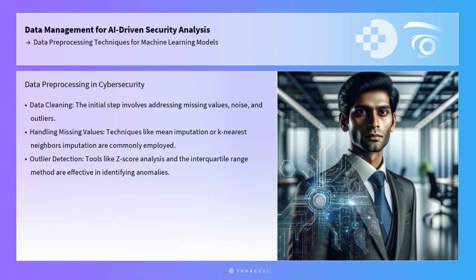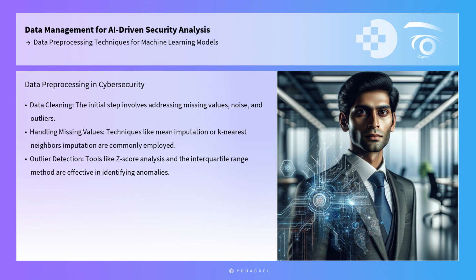The initial step in data preprocessing involves data cleaning, which addresses missing values, noise, and outliers. In cybersecurity datasets, missing values can arise due to incomplete logs or network failures. Techniques such as mean imputation, regression imputation, or more sophisticated methods like k-nearest neighbors imputation are commonly employed to handle missing data. For instance, in a dataset recording login attempts, missing timestamps can be filled using the mean of available timestamps to maintain analytical integrity.